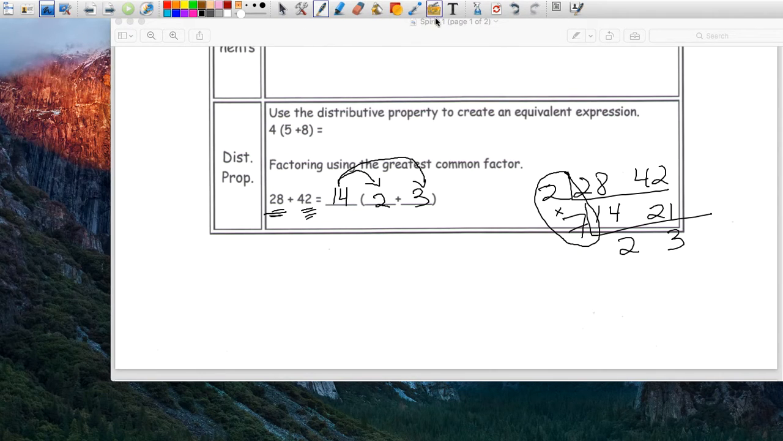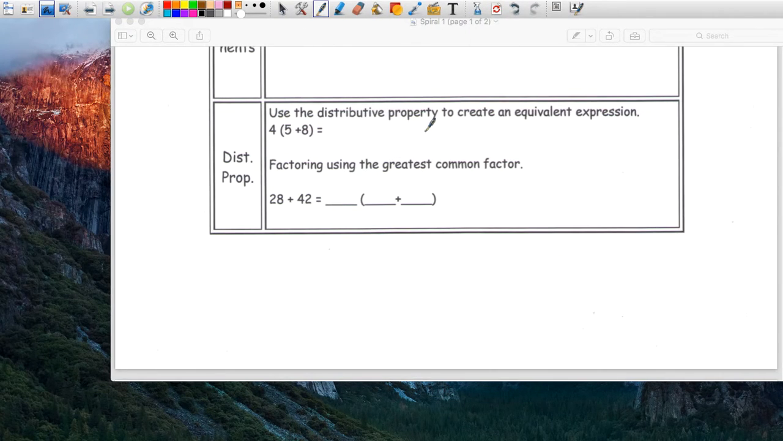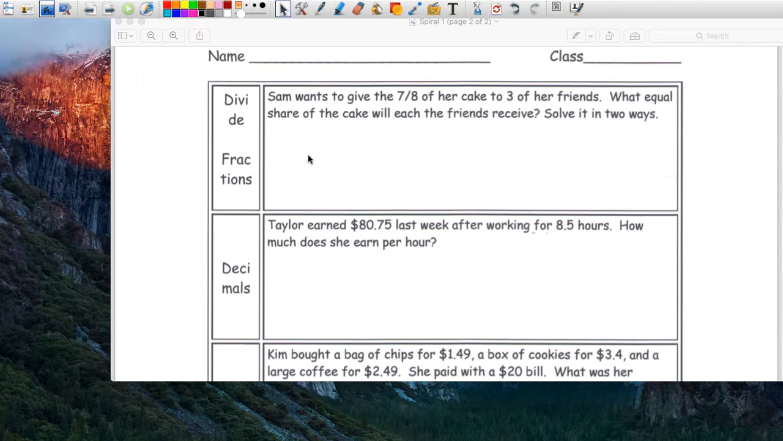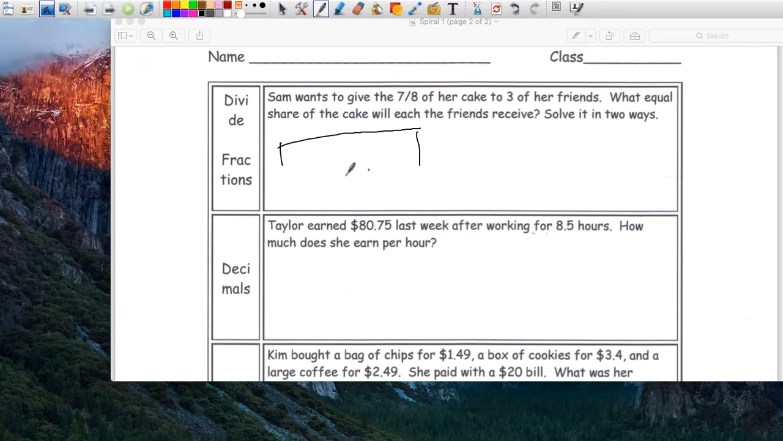That's that. So let's move on. Sam wants to give 7/8 of her cake to her 3 friends. What equal share of the cake will each of the friends receive? Well, let's model this. You can do it both ways. Solve in 2 ways, it says.